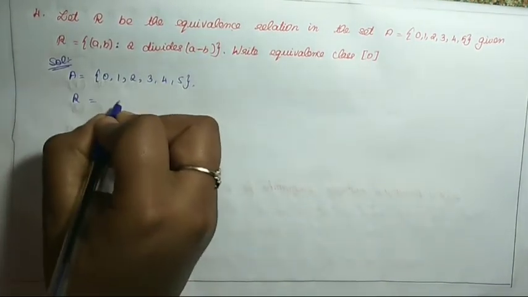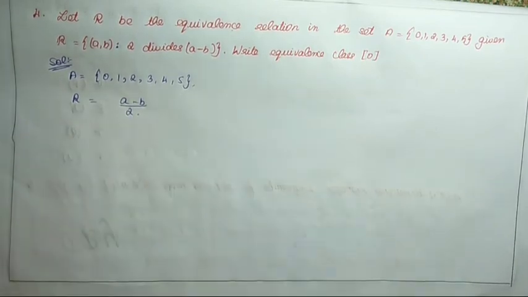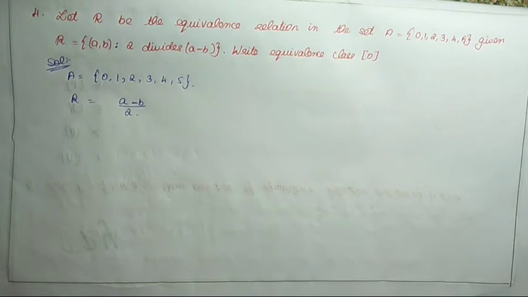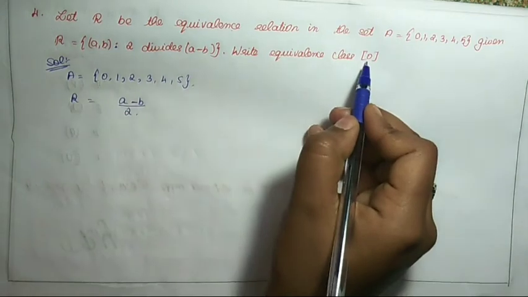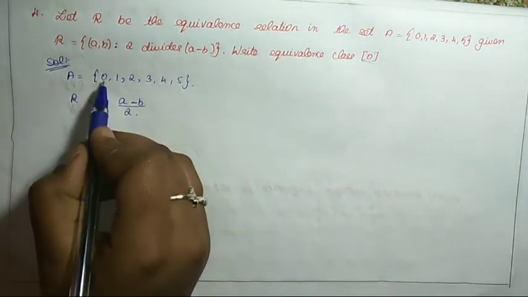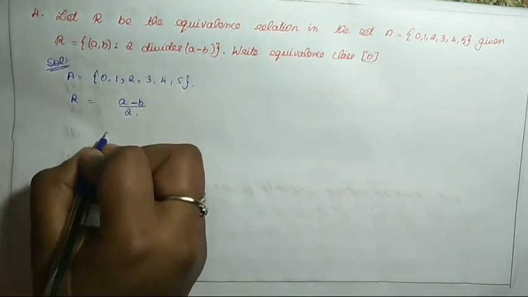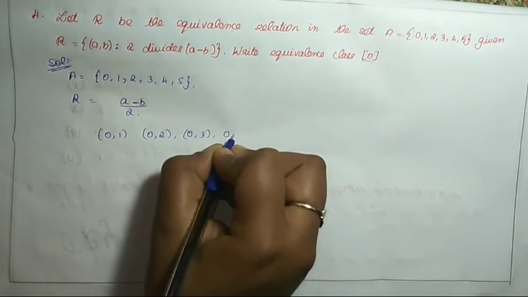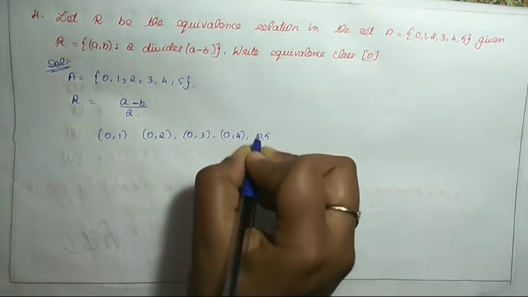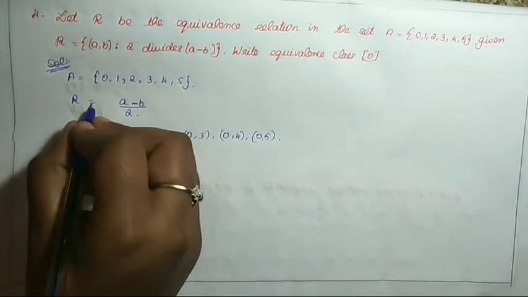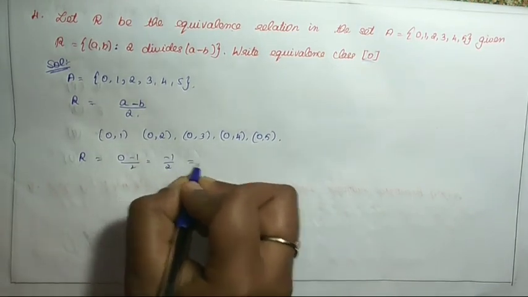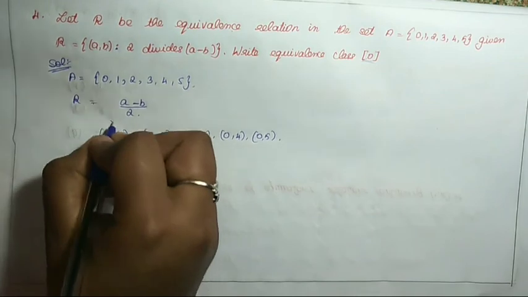And the relation, what they are saying, is that 2 divides a minus b. It means what? If we subtract b from a, then it is giving an integer value. Since they have asked only the equivalence class of 0, I'm just taking it with 0. Okay, so (0, 1), (0, 2), (0, 3), (0, 4) and (0, 5). If I just take this, 0 minus 1 by 2 is minus 1 by 2, which is not an integer. So therefore I will just cancel this one.